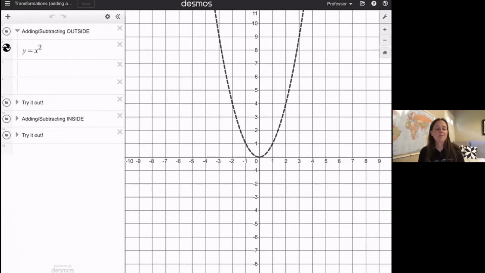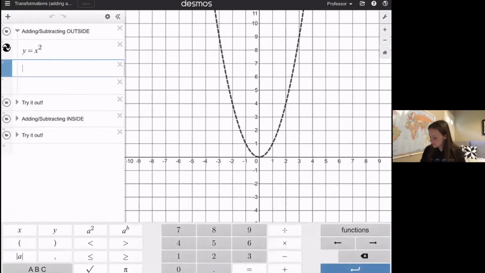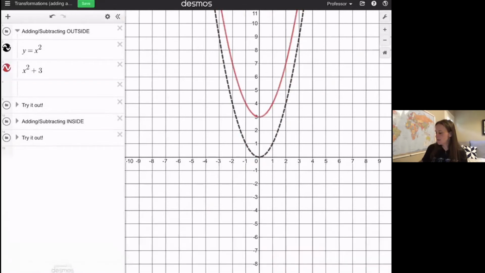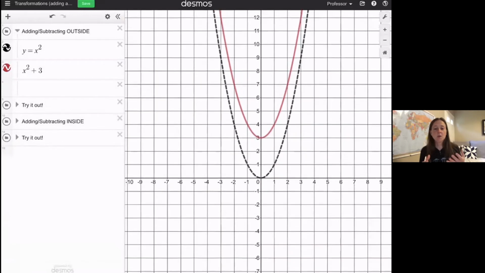So I've got one of our 5 basic graphs here, x squared, and we're just going to see what happens when you add or subtract a number outside the function. So I'm going to do x squared, and then I'm going to add any number. So let's pick 3. Okay, so x squared plus 3. And you see that you get the same basic shape, the same x squared shape, but it's been shifted up, and specifically up 3 units. So it's like it just copied that same shape up 3 units.